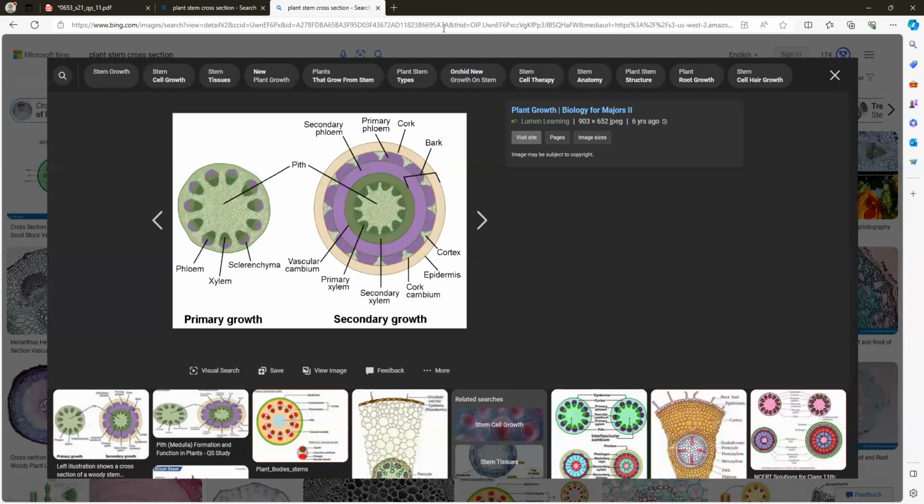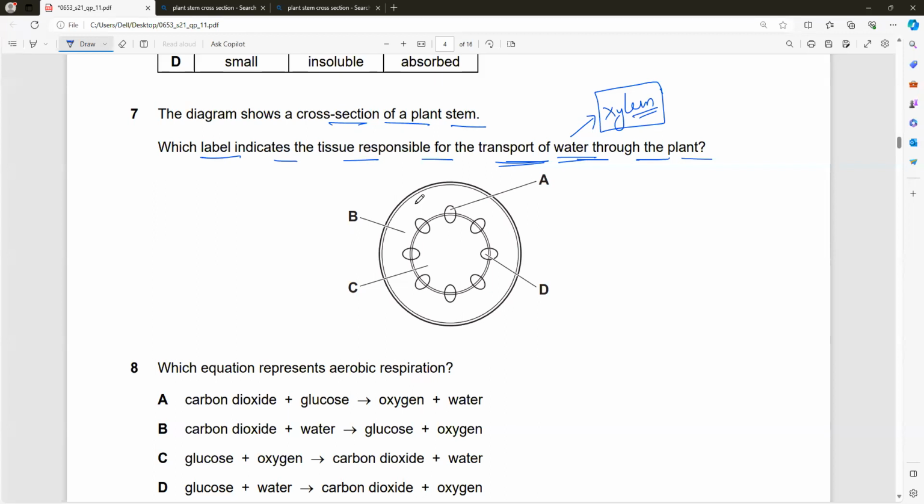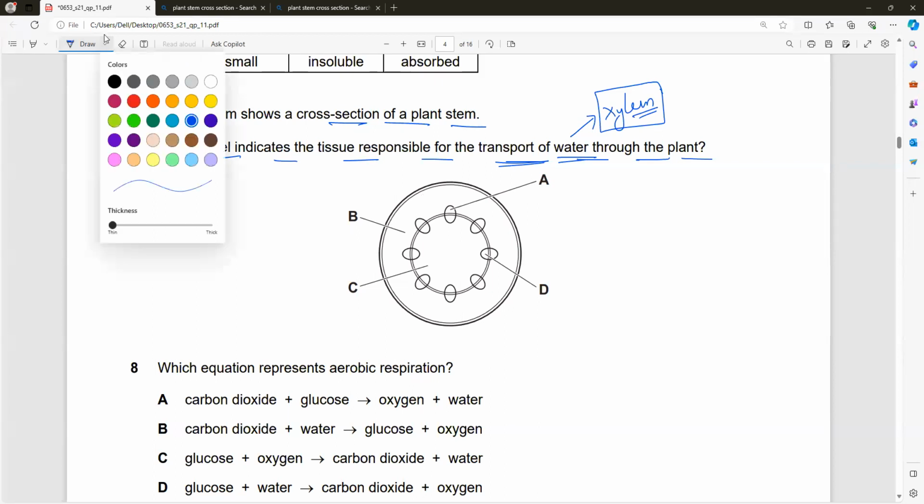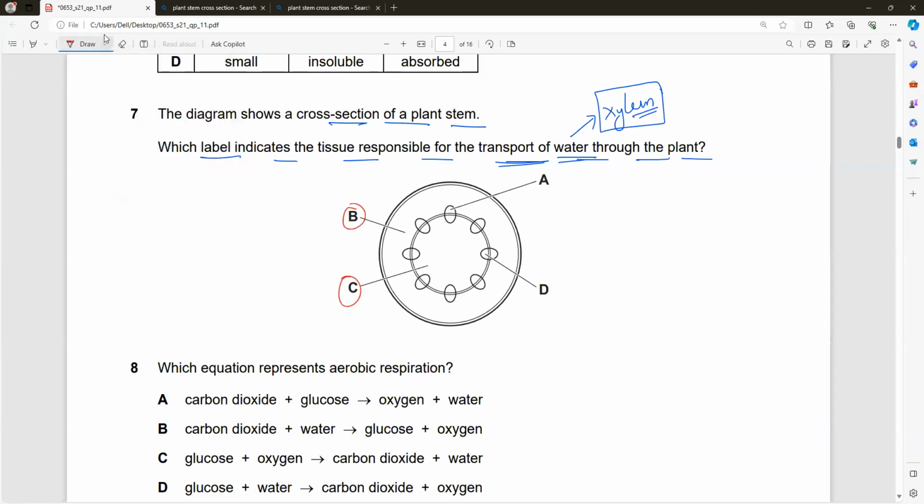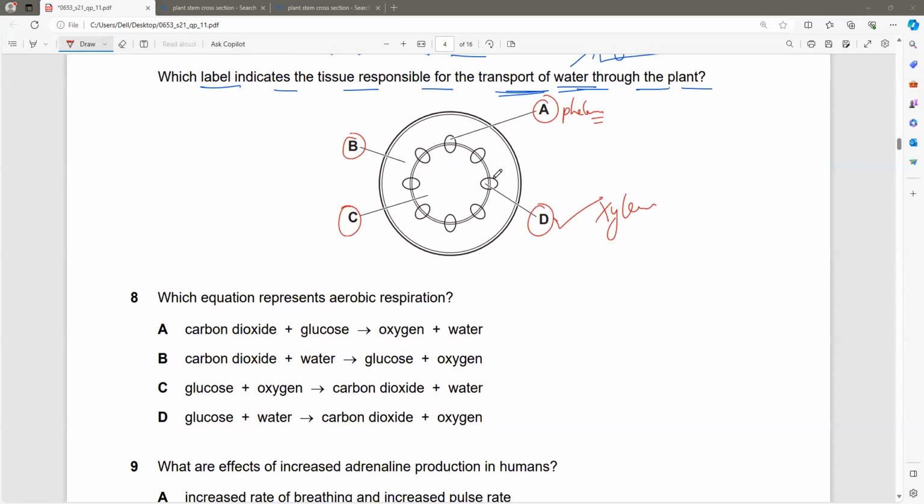Have you noticed it? Now you can observe and tell me. So what is the answer? Which is the xylem, for transport of water through the plant? Anybody? They're asking us to identify A, B, C, D. So what is the correct answer? Option D, sir. Option D. So this is the xylem. And option A is what? Phloem. Please note it. That is good, actually. You should learn.